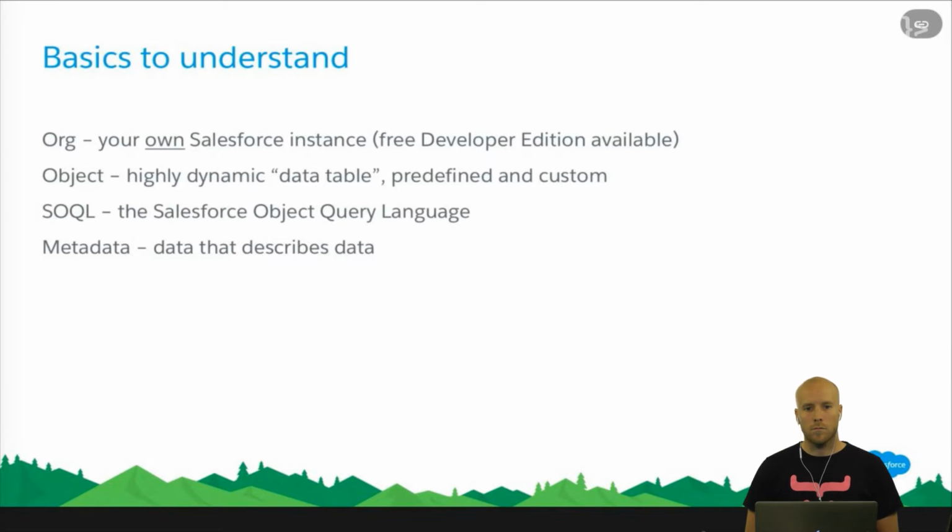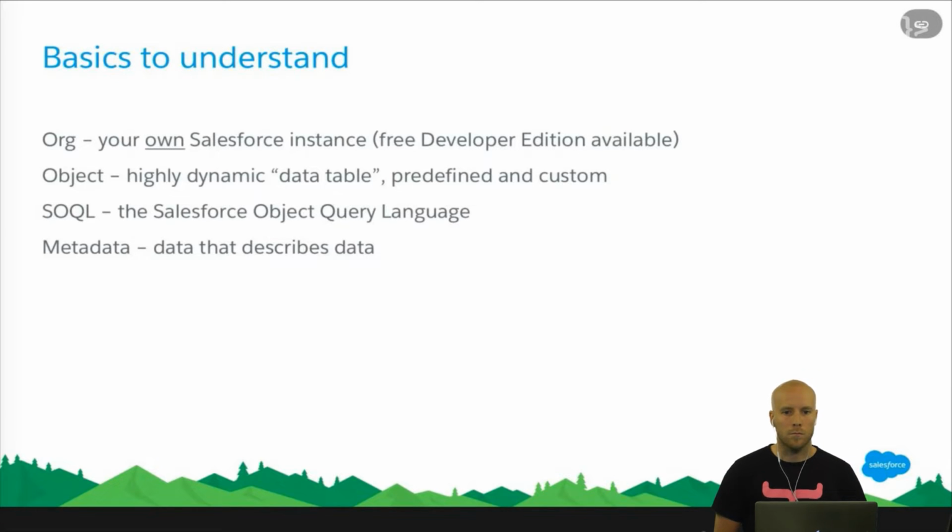When we talk about an object, and you will see that later in the code, an object is basically like a database table, right? You can get predefined objects, for example when you have the Sales Cloud offering: opportunities, leads, accounts, and so forth. Or you can create your own objects, and that could be a car, a point of interest, basically anything.